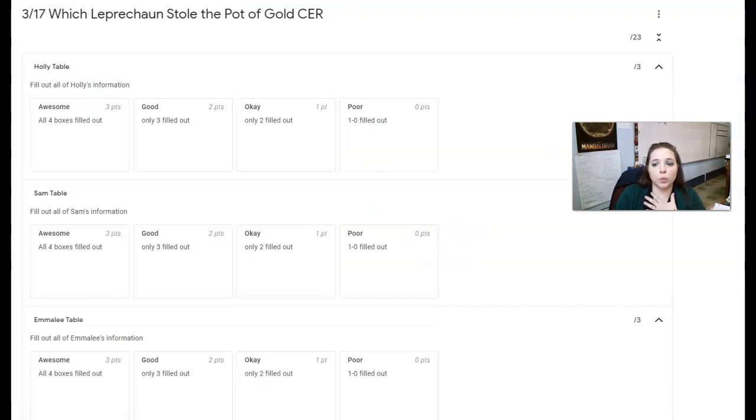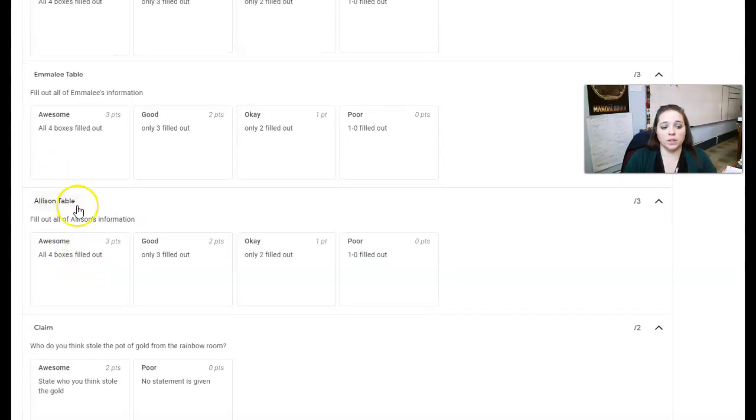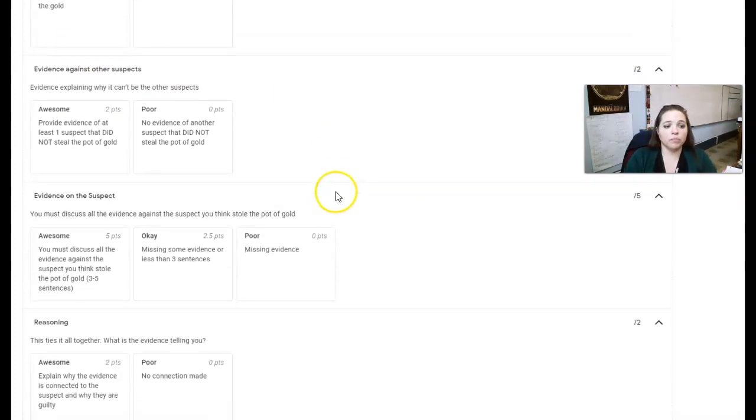And so you're going to have a rubric. You do have a rubric. And in this rubric, you're going to see Holly's table. So Holly's section, you're going to fill out all 4 boxes. You get 3 points. And it goes down with the less amount of boxes. You do fill out something for every single box in all of the data tables. So you've got 1 for Holly, 1 for Sam, 1 for Emily, and 1 for Allison. And then you have the claim. So who do you think stole the pot of gold? You tell me who you think or you don't. You either get 2 points or 0.